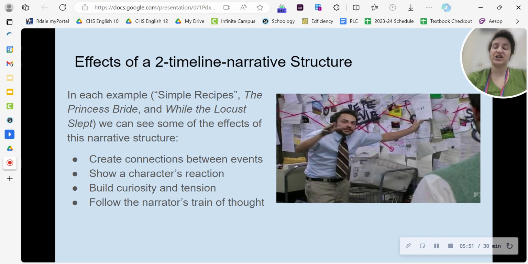As you keep reading chapters 4 and 5 in this lesson, you'll see plenty more examples of how this two-timeline narrative structure comes up. Keep an eye out for it. See if you can start to think about why Peter Razor might jump from one timeline to another and how it impacts you as a reader.